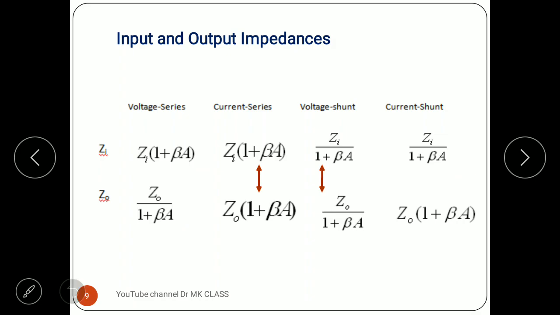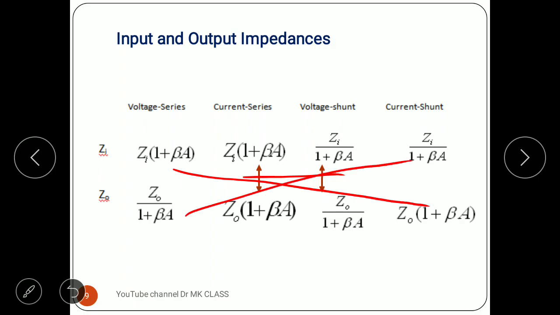And what about the others? Here the numbers are common. So it is current series, it is the same as here, and here it is the same, and here it is the same. So you can remember those things very easily. Only these terms are cross coupled. Cross coupled means you can remember like this: this one is related to this and this one is related to this, like that.